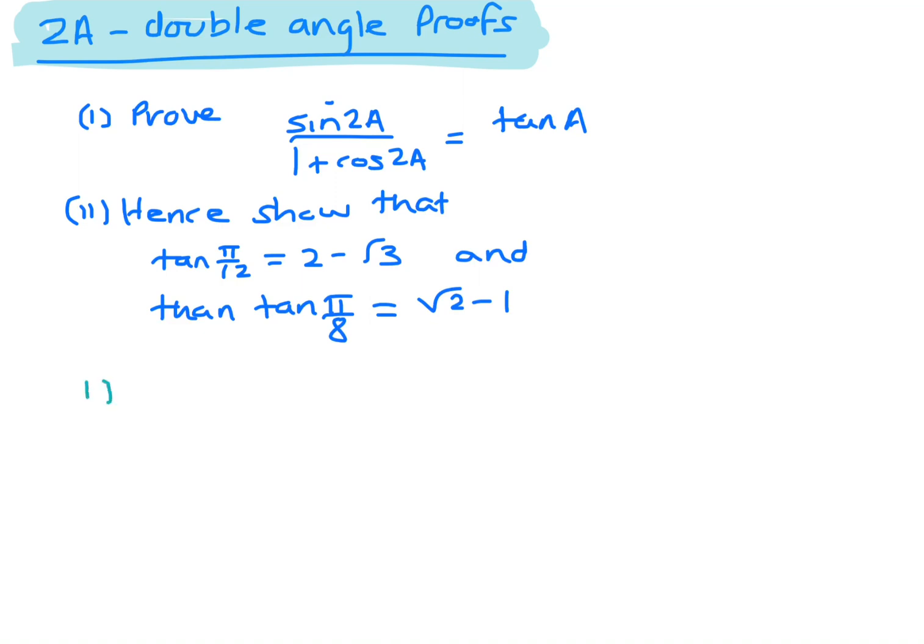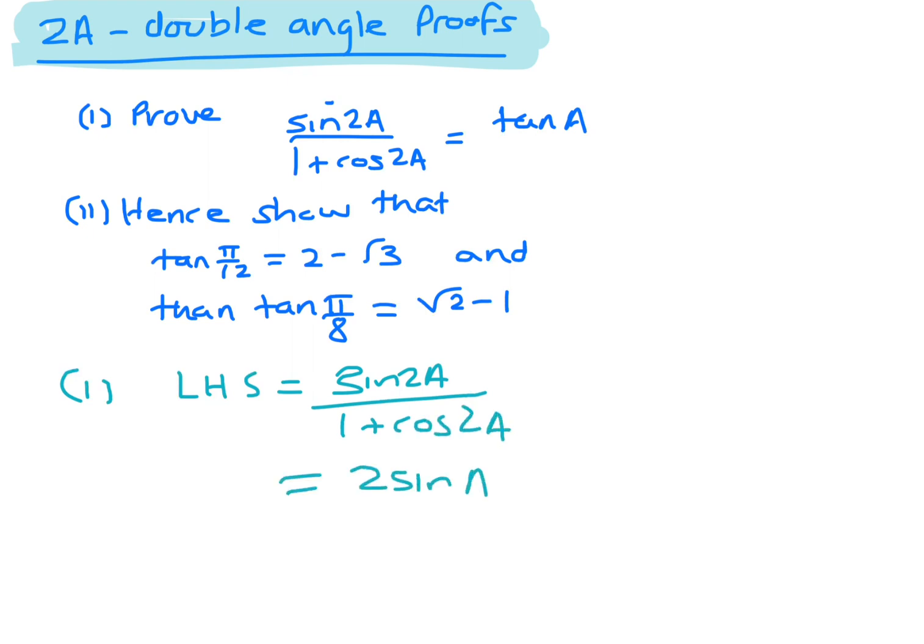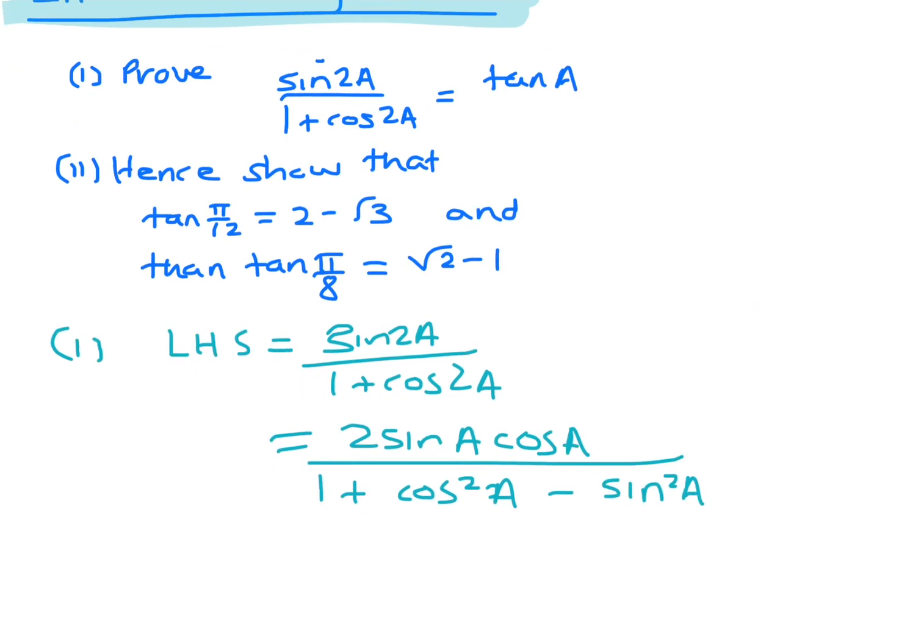Okay, so I'll just do part 1 first. If we look at sin 2a over 1 plus cos 2a, we want to prove that equals tan 2a. So that would be 2 sin a cos a, using your double angle rules. 1 plus cos 2a is cos squared a minus sin squared a.